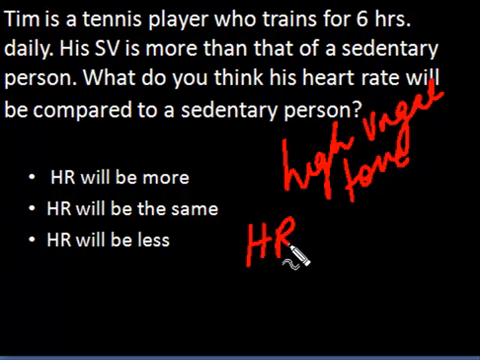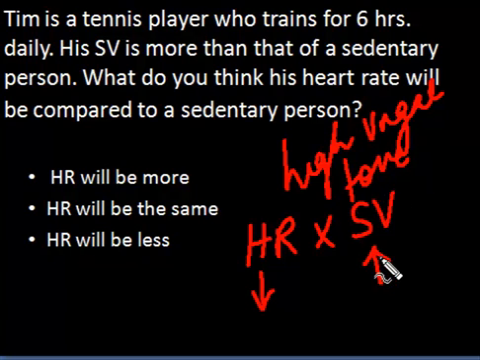Because their heart rate is low, it allows the ventricles to relax for a longer time, so they fill with more blood. When they fill with more blood, the end diastolic volume is more, so they can push out more blood with every beat. Therefore, their stroke volume is higher.